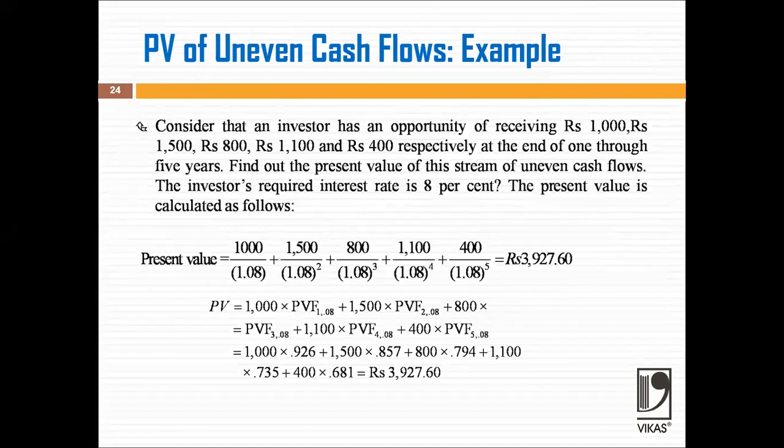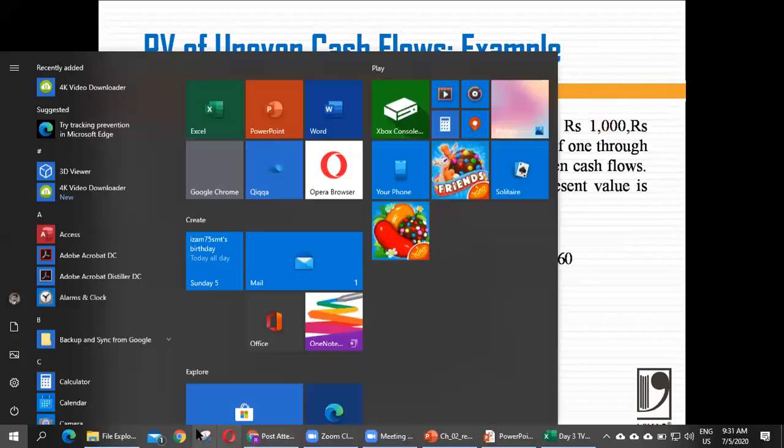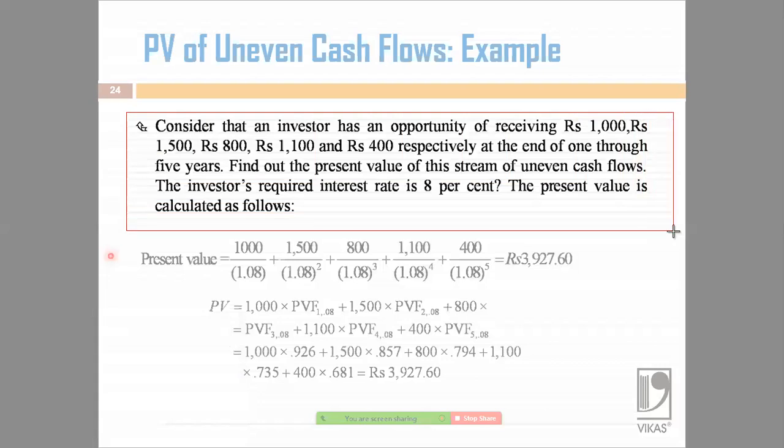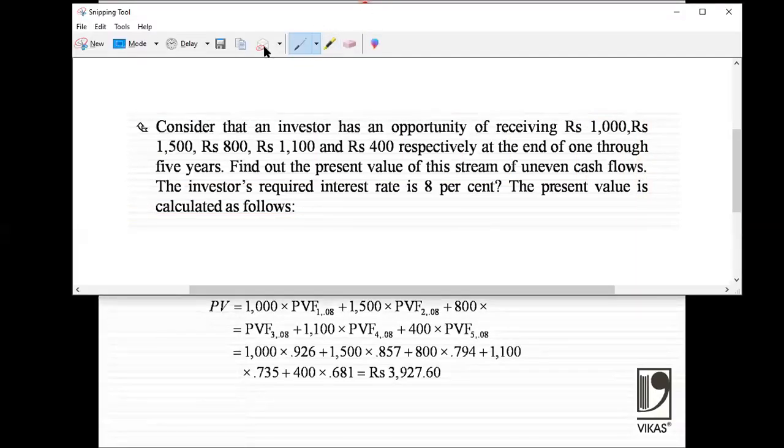Like here, for example, consider that an investor has an opportunity to receive 1,000 rupees, 1,500 rupees, 800 rupees, 1,100 rupees and 400 rupees respectively at end of 1 through 5 years, right? The first year he will get 1,000, second year 1,500, third year 800, like that. Find out the present value of this stream of uneven cash flows. The investor's required rate of return is 8%. I will do it in Excel, right? If anybody is facing difficulties in understanding the explanation, please stop me and ask questions.